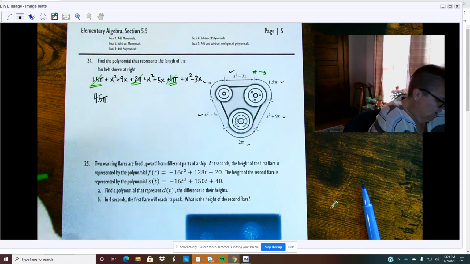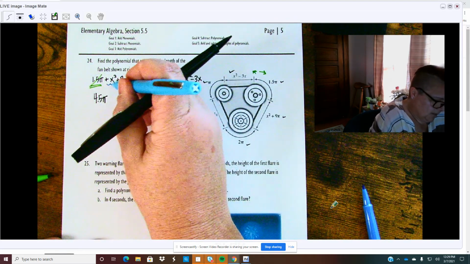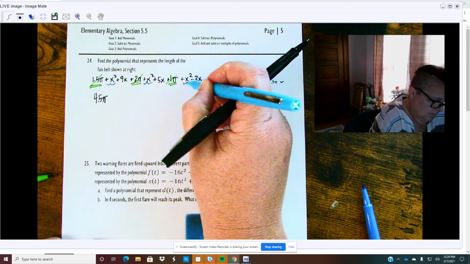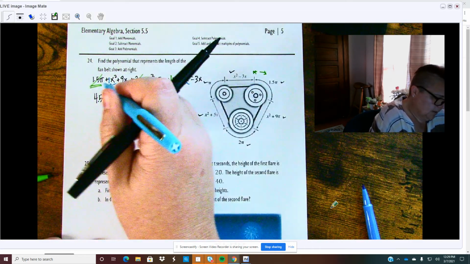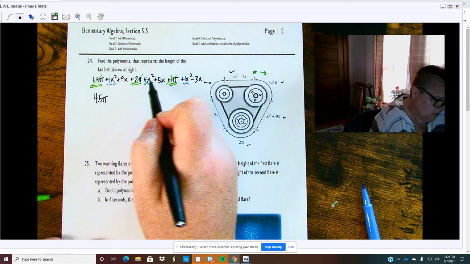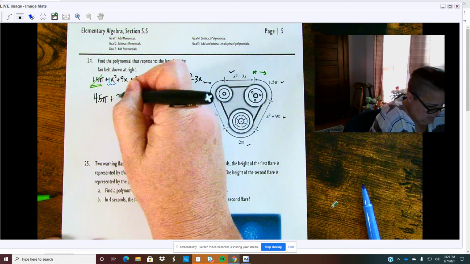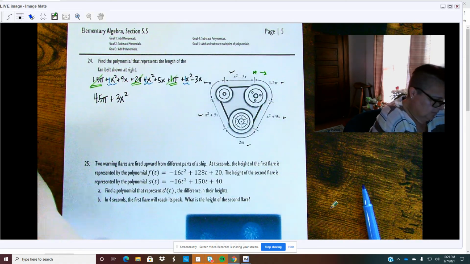I've used all my pi's. And then I'm going to take the x squareds. And each one of these is 1. Hey, look at that. And so that's going to give me 1, 2, 3, plus 3x squareds.